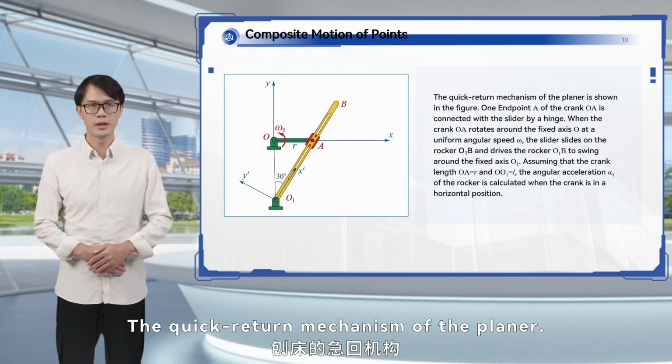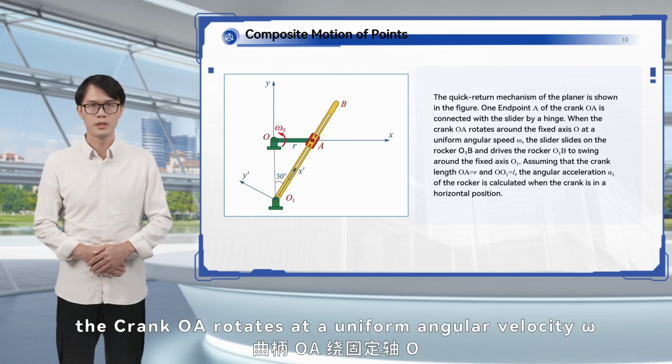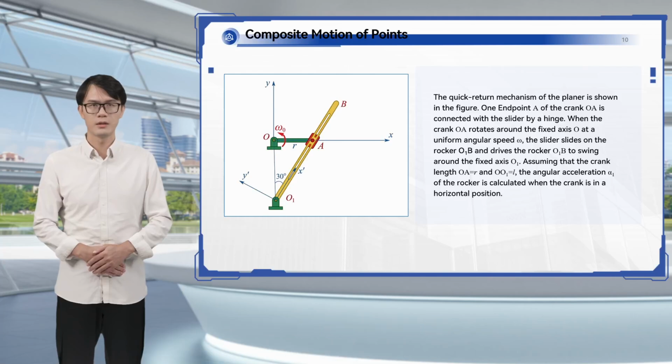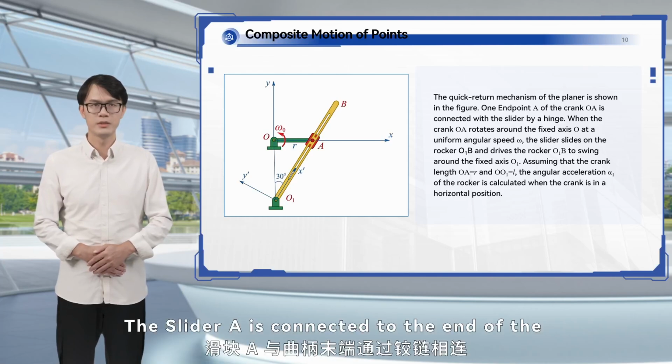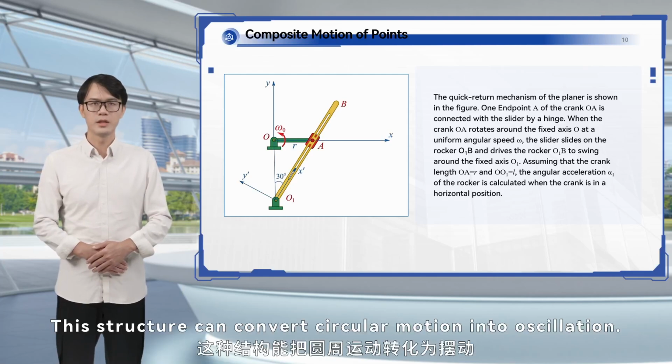The quick return mechanism of the planer. As shown, the crank OA rotates at a uniform angular velocity omega about the fixed axis O. The slider A is connected to the end of the crank by a hinge, and at the same time the slider A slides on the rocker O1B. This structure can convert circular motion into oscillation.